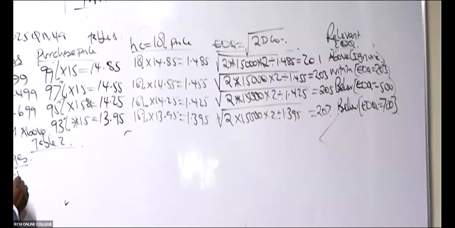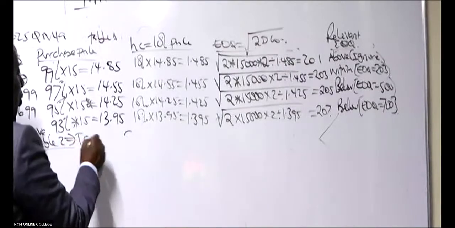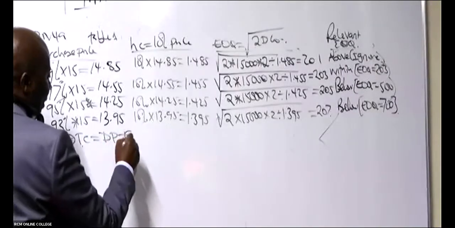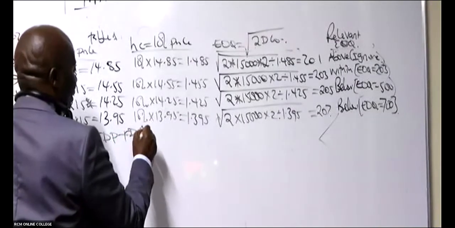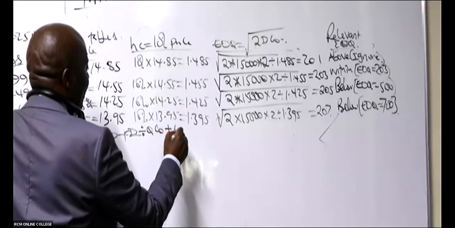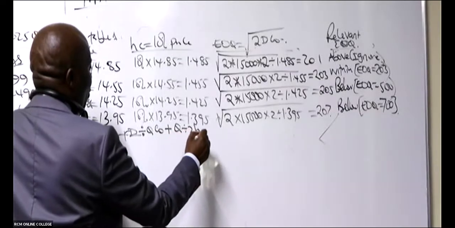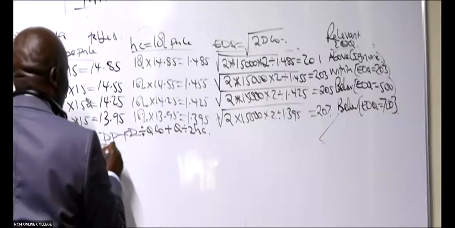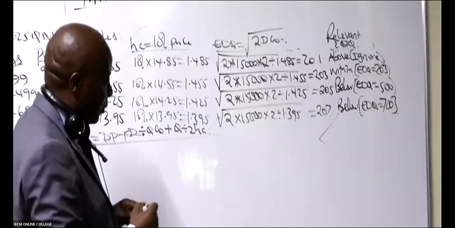So ranges 0 to 199, 200 to 499, 500 to 699, 700 and above. So remember, this table 2 is purely for costing. It's purely for getting total cost. And our total cost is DP plus D over Q times CO, plus Q divided by 2 times H. I'm just writing like that for purpose of saving space.